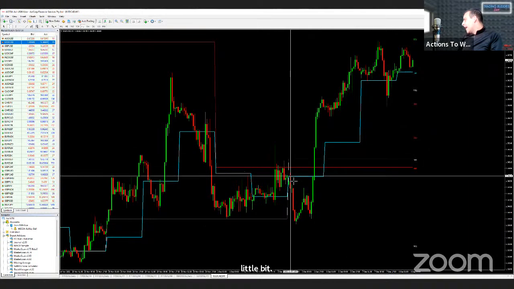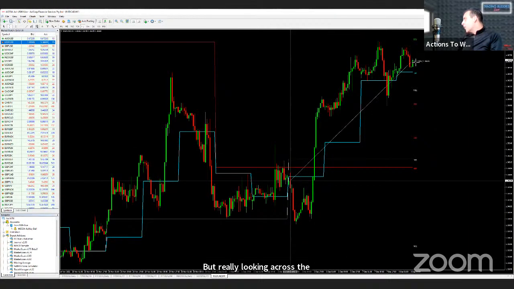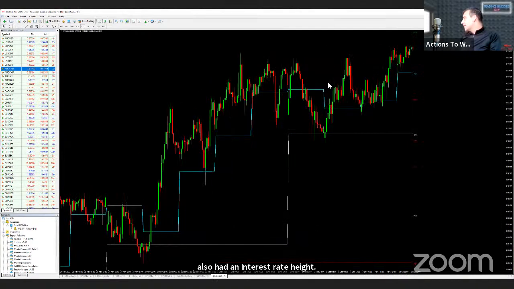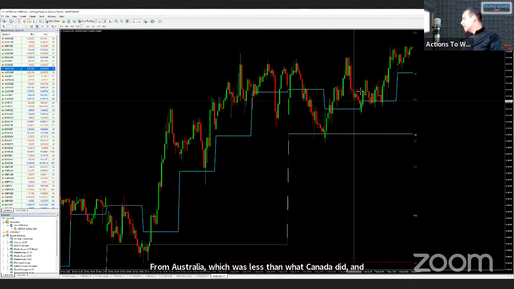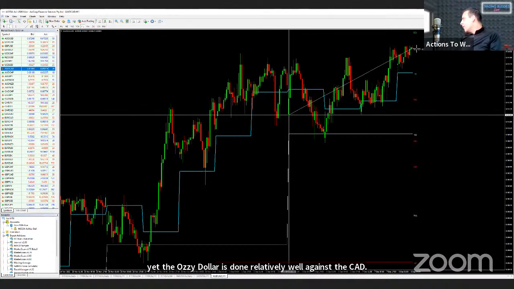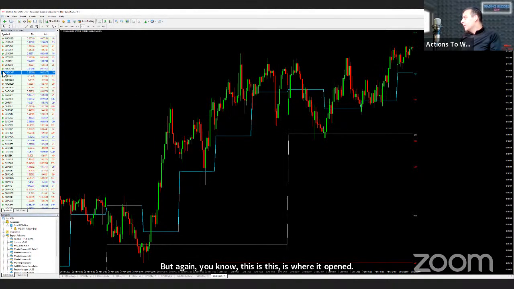Actually, the CAD is the one currency which seems to have moved this week, and negatively, which I found quite surprising. We had an interest rate hike from Canada. We also had an interest rate hike from Australia, which was less than what Canada did, and yet the Aussie dollar has done relatively well against the CAD. But again, this is where it opened here. This is where we are. Not a great deal of movement.